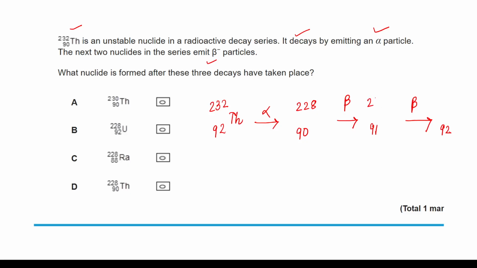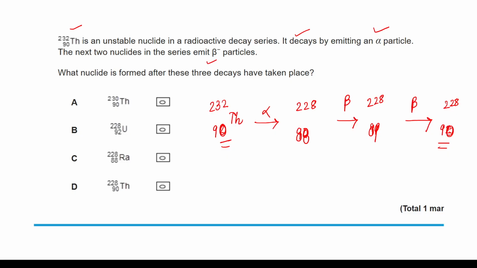This would remain 228. So as you can see, I started with a 92, ended up with a 92. So if it's a, no, sorry. Okay, it's 90, 88. I really need to get my specs changed. So this becomes 89 and this becomes 90.